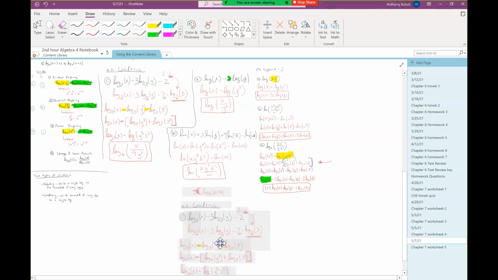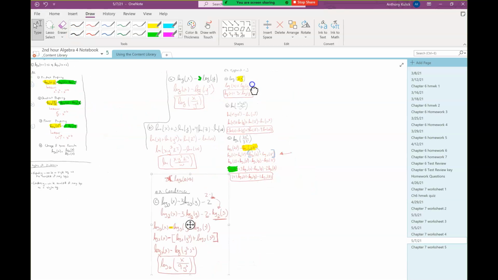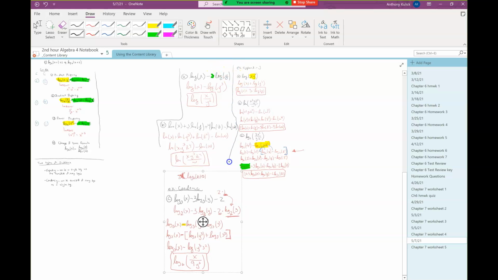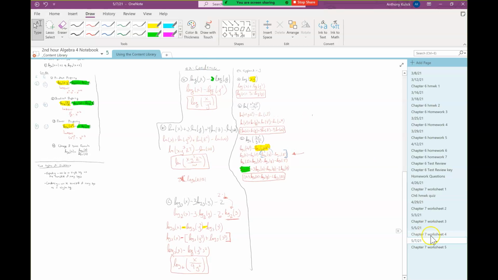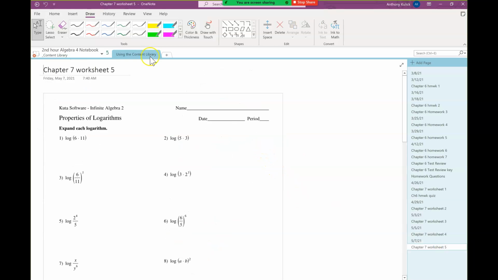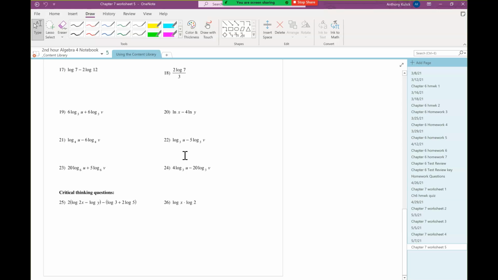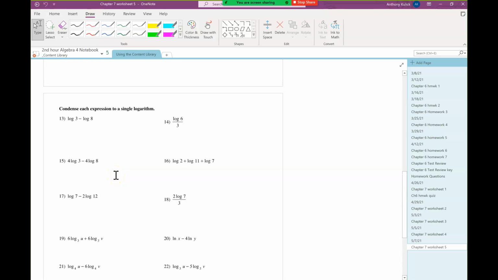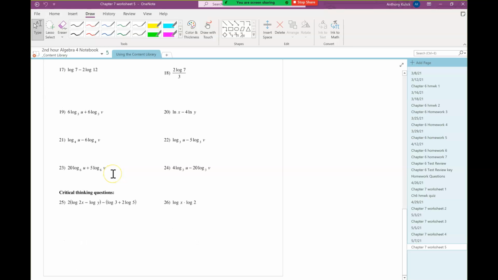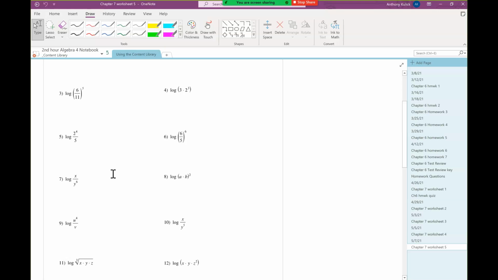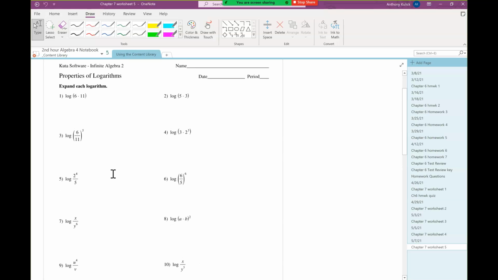So I do have an assignment for you guys. Your assignment is this worksheet 5. The first page is just expanding problems. The second page is just condensing problems. These should all be quite easy. I don't think there's anything really tricky in here until you get to these last 2 problems. But the rest of them should be relatively straightforward. I don't think any of them use all 3 properties. I think all of them use just 1 or 2. So that should be relatively easy.